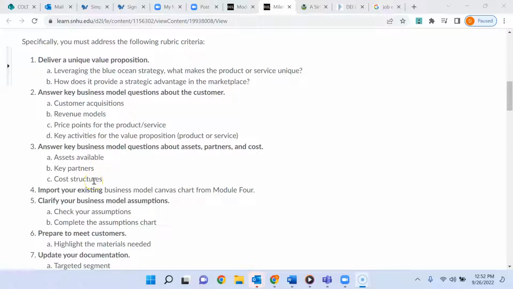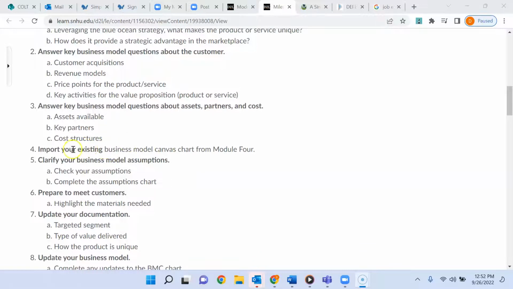Cost structures. Based upon what you're doing, is that going to change the financial model for you? If you're really doing a blue ocean strategy, and it's innovative, is that going to impact the cost? Therefore, it's going to go into the pricing. So you need to talk about how cost structures are impacted. Now, you're not going to be giving me a couple of paragraphs for each one of these. You can address these in a sentence or two. I really want you to be super succinct, super focused.